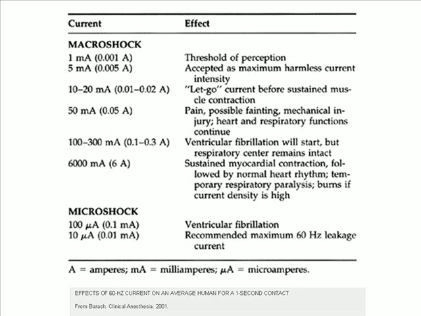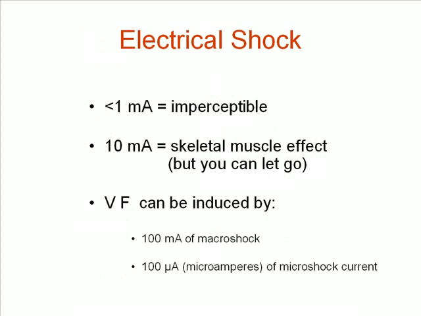At 6,000 milliamps, you have sustained myocardial contraction followed by a normal heart rhythm, and temporary respiratory paralysis. Burns occur if the current density is high. And 6 amps is an enormous amount of current to go through anybody. By contrast, in the microshock setting, as little as 100 microamps, or 0.1 milliamps, through the heart will induce ventricular fibrillation. And 10 microamps is recommended as the maximum 60 hertz leakage current that would go through a person in the microshock setting. So just to emphasize this, if the 60 hertz current is under 1 milliamp, it's basically imperceptible.